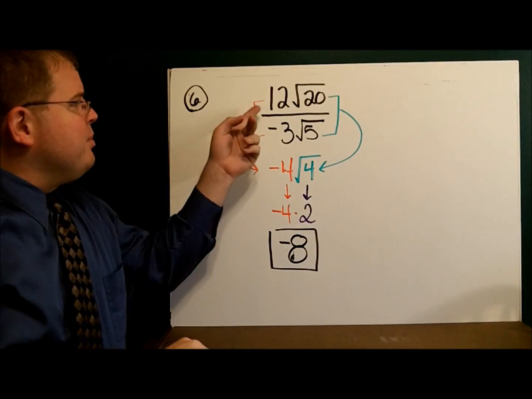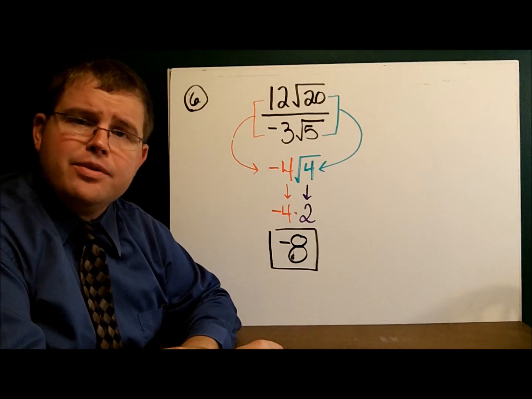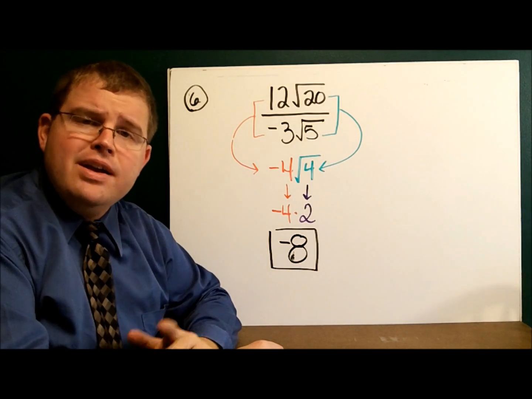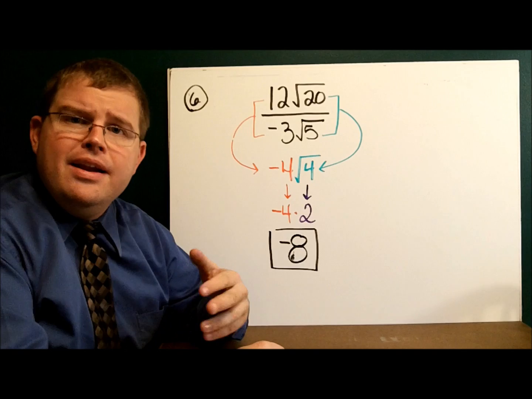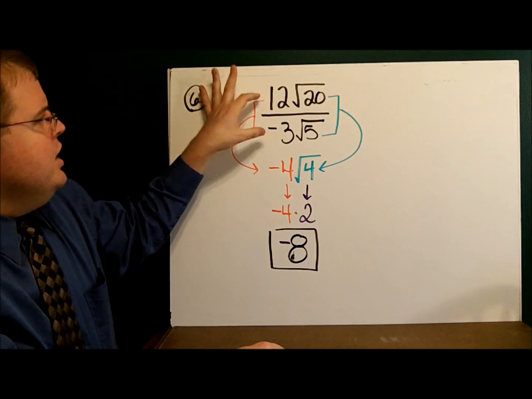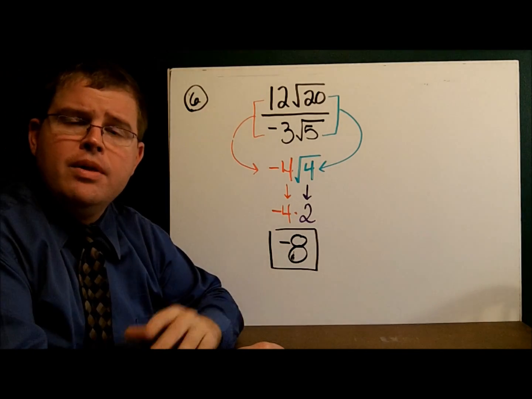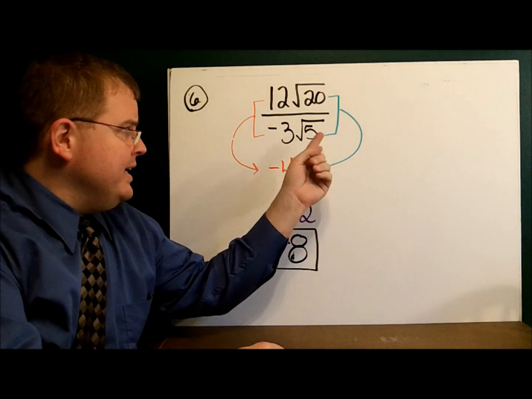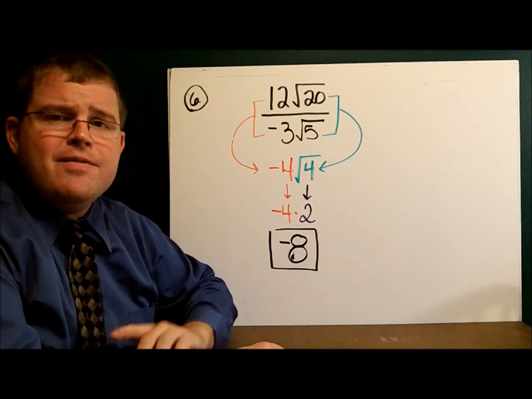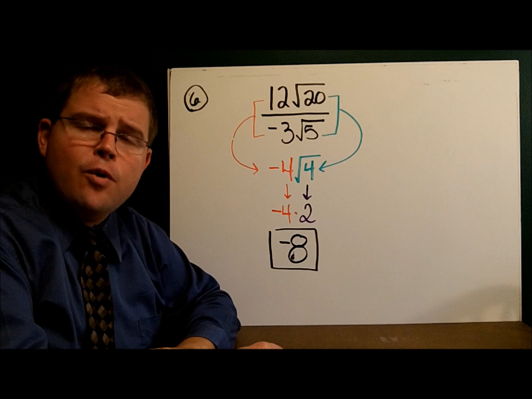The next example, we have 12 square roots of 20 divided by negative 3 square roots of 5. And once again, we begin by dividing the coefficients, the outside numbers. 12 divided by negative 3 is negative 4. Now we divide the radicands. 20 divided by 5 is 4. So we have negative 4 square roots of 4.